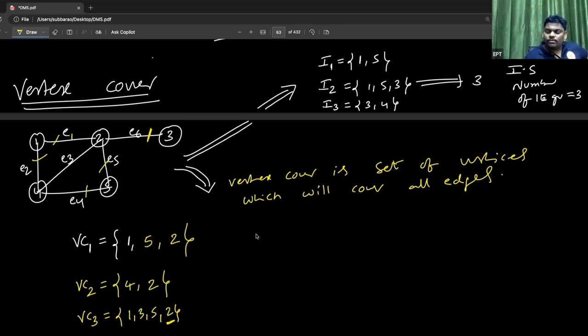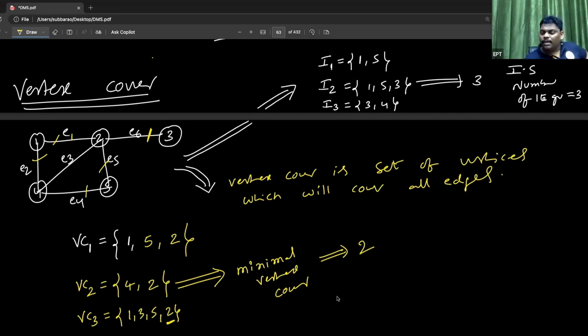Okay, fine. Next. If you're really comfortable, in all vertex covers, it is the smallest one, right? So it is the smallest one. This is called minimal vertex cover. Minimum number of vertices which will cover all edges. How many vertices are there? 2 are there.